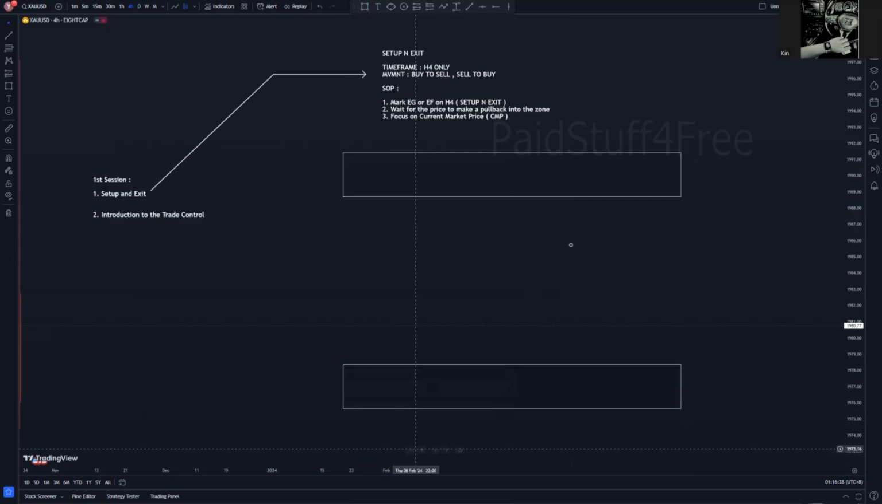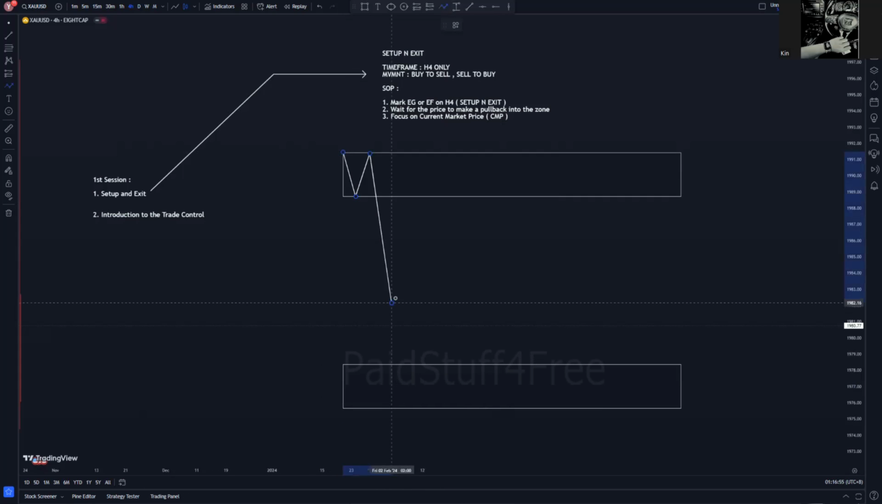So like I said just now, every EG or EF on H4 is going to be either our setup or our exit, because right now we are just talking about the H4. For example, you have an engulfing sell on H4 and then you mark it. And then we're done with the first SOP.